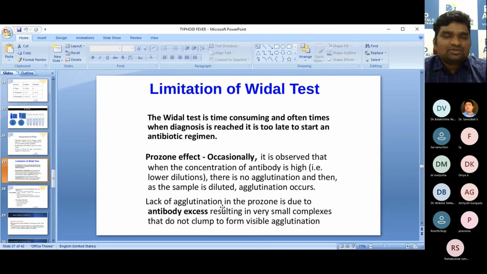It is observed when the concentration of antibodies in the patient's sera is very high, so there are not enough antigens in the sera to form clumps. That's why you have to dilute the sera, so that antibody agglutination can occur. The lack of agglutination in the prozone is due to antibody excess. So this is one of the limiting factors.